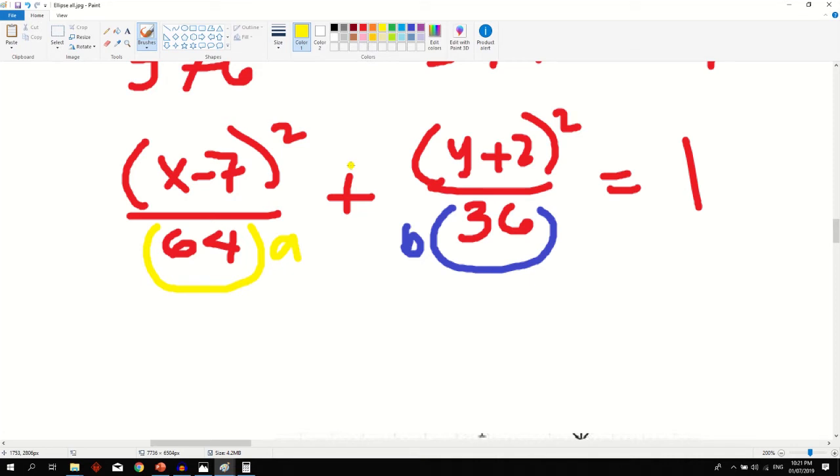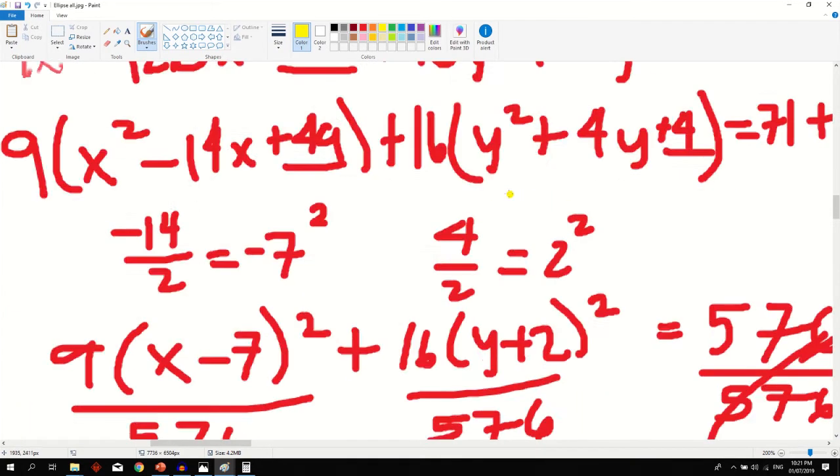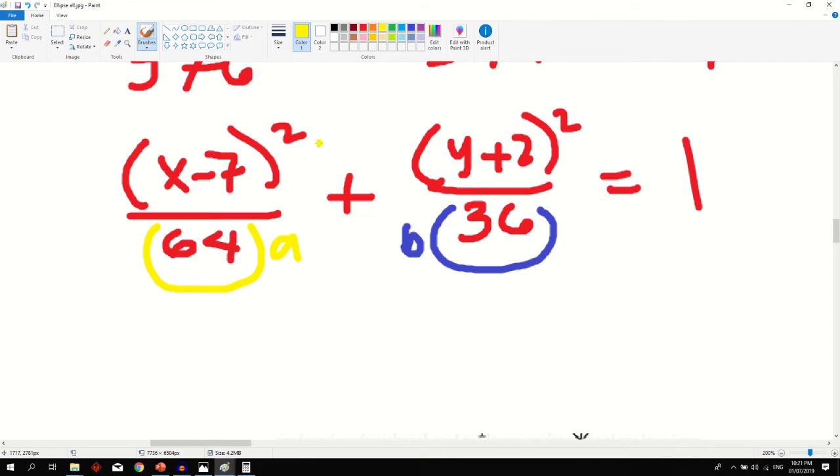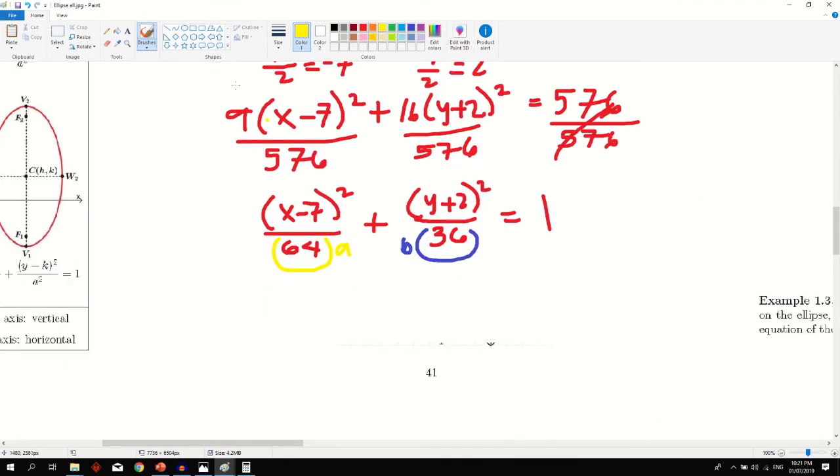Okay, so next we will get the center. So what's the center here? So the center will be, so we transpose that, will be 7. This will be negative 2.